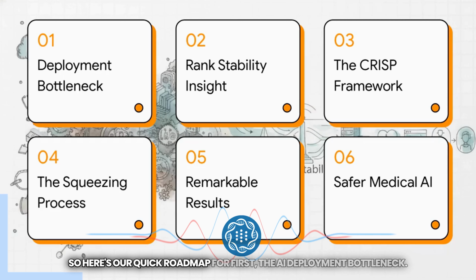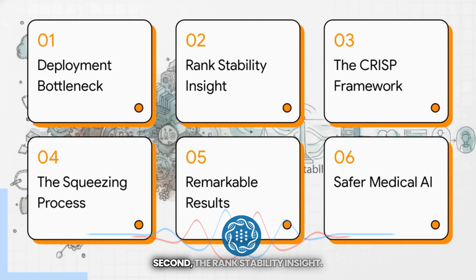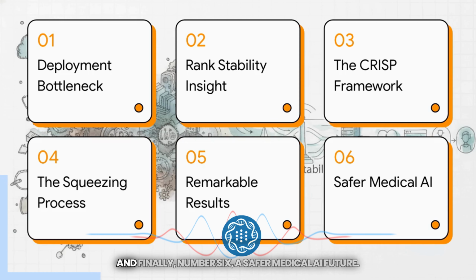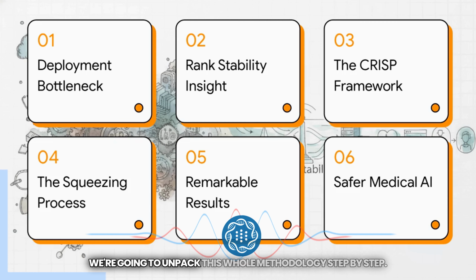So here's our quick roadmap for today. First, the AI deployment bottleneck. Second, the rank stability insight. Third, introducing the CRISP framework. Fourth, the squeezing process. Fifth, remarkable clinical results. And finally, number 6, a safer medical AI future. We're going to unpack this whole methodology step by step.